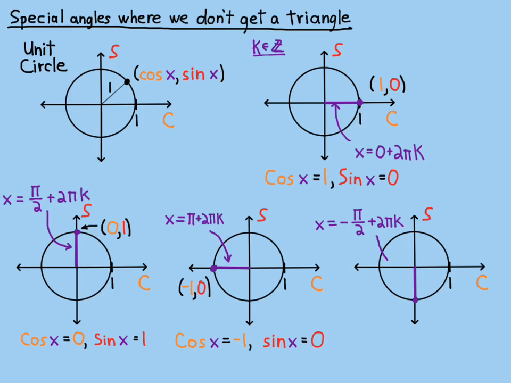Okay, so if I have negative pi over 2 plus 2 pi k, where k is any integer, then my terminal side is on the negative y-axis, and the point where it intersects the unit circle is (0, -1). So cosine of x is 0 and sine of x is -1.